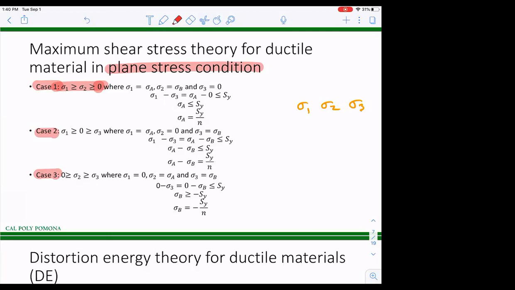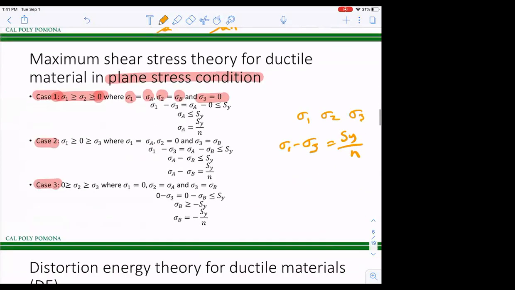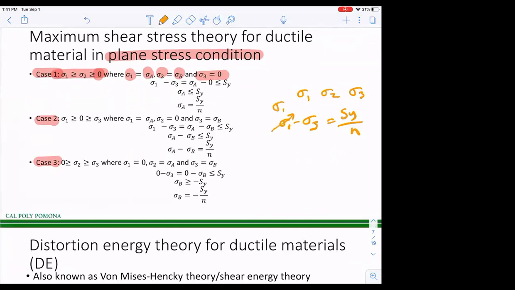If that is your case, then this is the formula you can use. Then you're going to put sigma 1 equal to sigma A, sigma 2 will be equal to sigma B, and your sigma 3 will be 0. And if you plug in, remember our formula is what? Our formula was sigma 1 minus sigma 3 is equal to Sy by n. Sigma 1 would be sigma A, sigma 3 is 0. So sigma A is equal to Sy by n. So this is what you see.